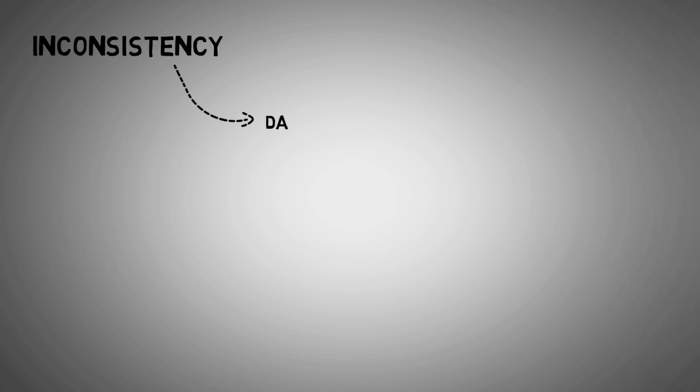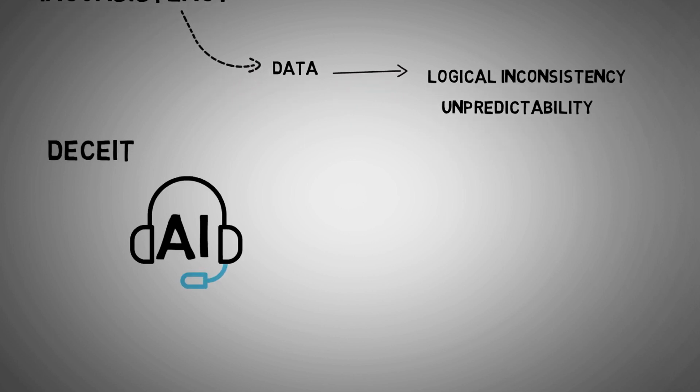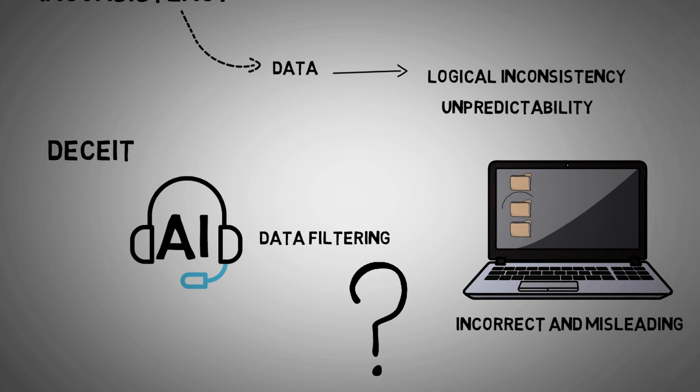Inconsistency. Inconsistent data might result in logical inconsistency and unpredictability in analysis. Deceit. While AI can assist with data filtering, what if all the data presented is purposely incorrect or misleading? This problem is currently being addressed using cryptography approaches.